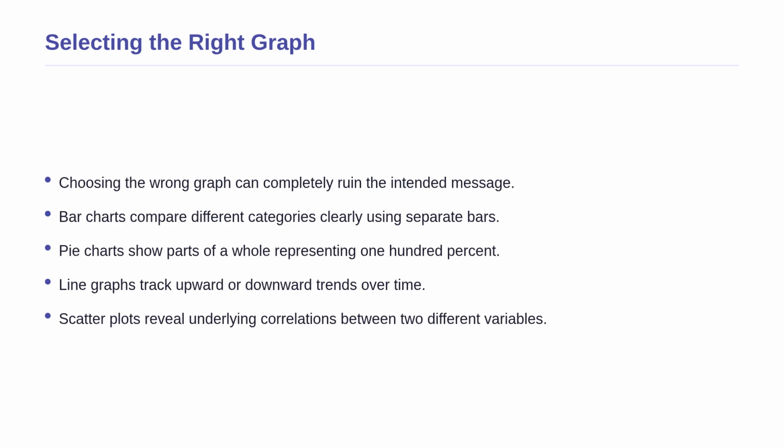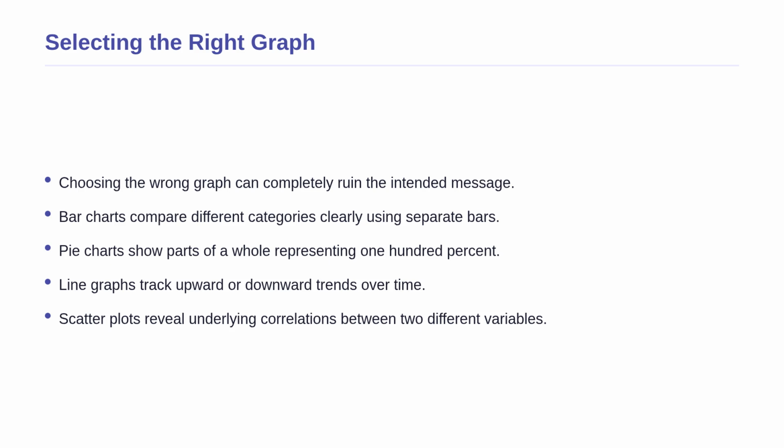Now that our data is organized into a table, the next step is to draw a picture of it. But choosing the wrong type of graph can completely ruin the message. We use a simple decision framework based on what we want to show. If we want to compare different categories, like favorite colors, we use a bar chart because the separate bars clearly show which category is largest.